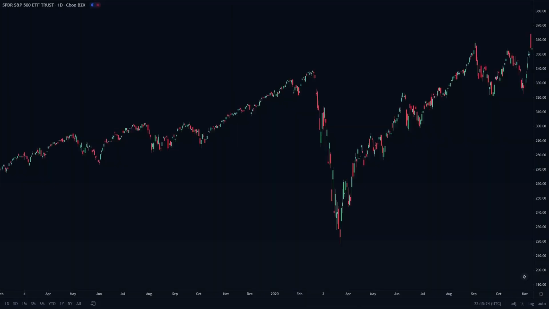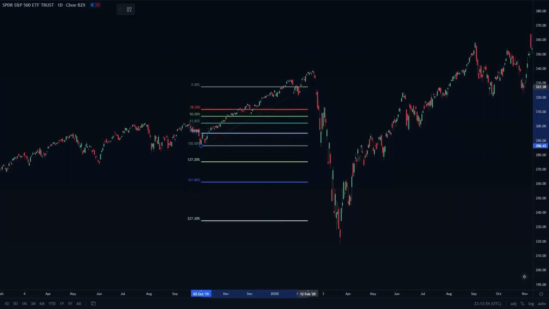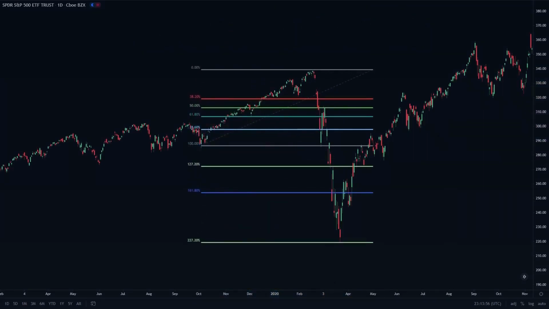Another example of this would be the S&P 500 market crash back in March 2020. Here, as we apply the Fibonacci retracement tool, you can see that the level predicted the exact bottom of the market crash. And now I'm going to show you how to apply this tool onto your chart and how you can use it to find high win rate trade opportunities.